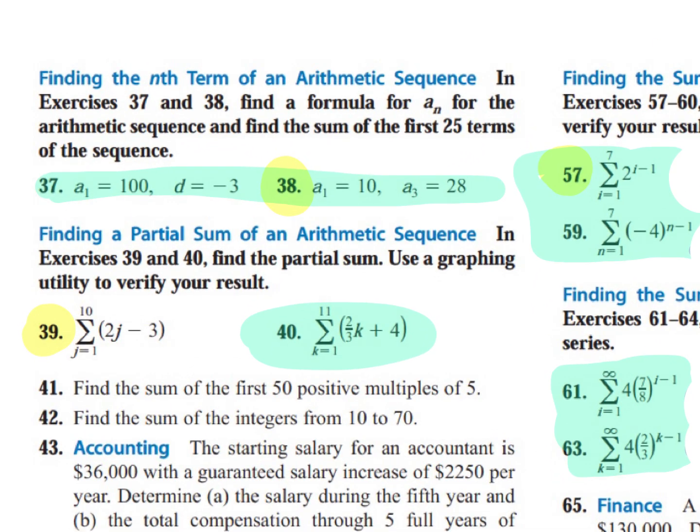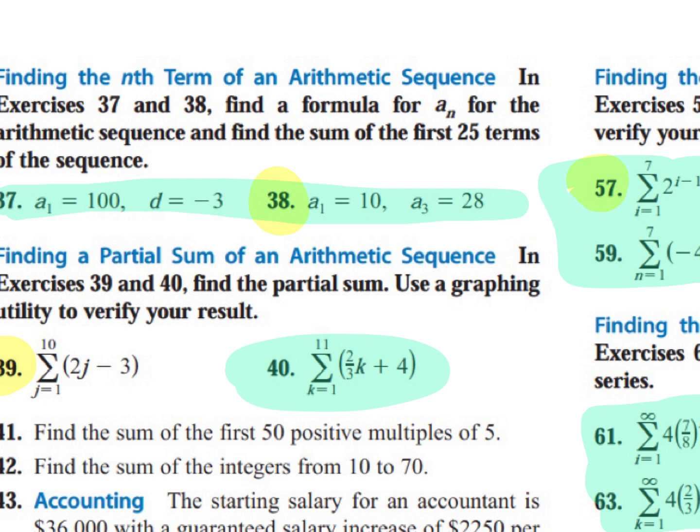Let's look at 38 at the top of the page. We want to find the formula for a sub n for the arithmetic sequence and find the sum of the first 25 terms of the sequence. So to find the formula, we're going to use the arithmetic formula. So a sub n equals a sub 1 plus n minus 1 times d. So a sub n equals, a sub 1 is 10 plus n minus 1. We just leave it for our formula as n minus 1.